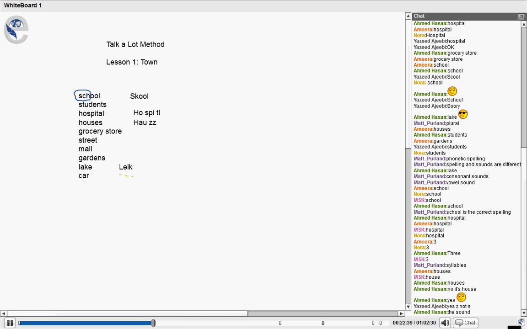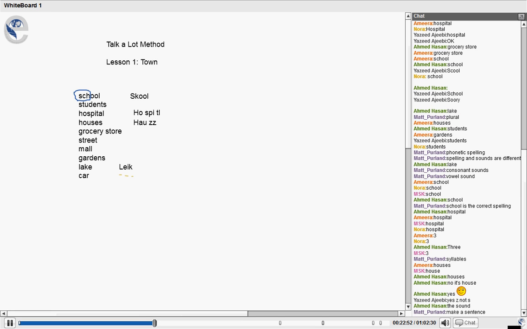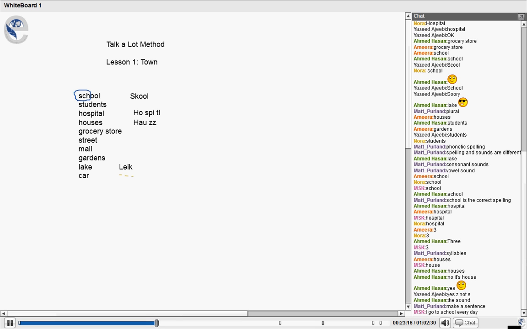Okay, let's make a sentence, please, using some of these words. So type in the box, make a sentence using some of these words. Can be school, students, hospital, houses, and so on. Make a sentence and I'll type it on the screen for you, okay? Any sentence, can be whatever you want.